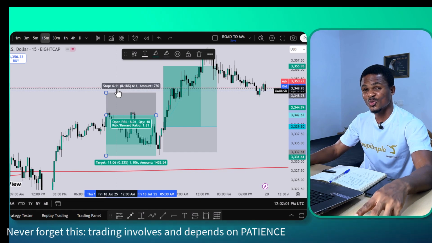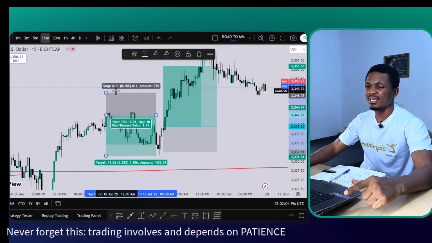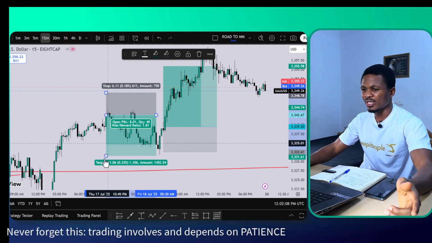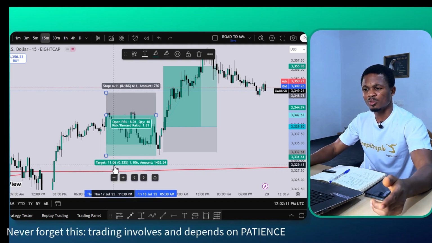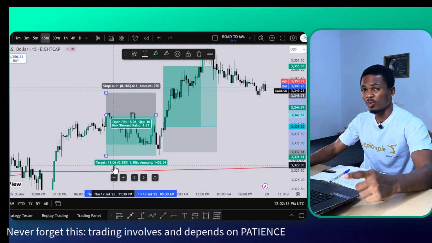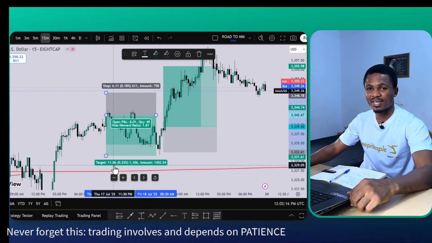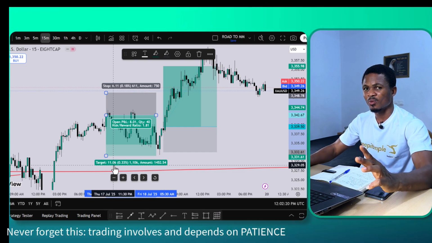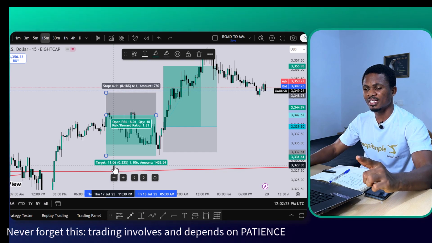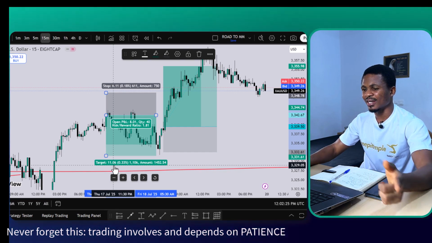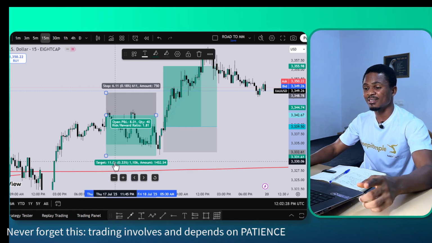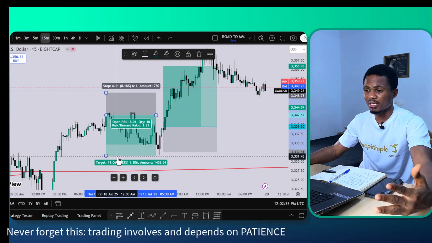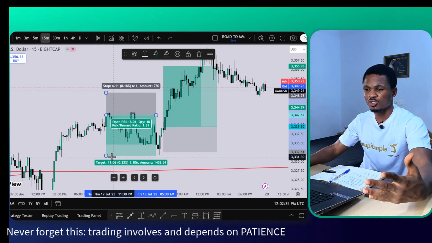1, 2, 3. So the answer over here is 61 pips. You are risking 61 pips. When you come to the target, you have 11.06 over here. What do you think is going to be the pip over there? Also leave the answer in the comment section. Let's go. 3 seconds. 1, 2, 3. All right, so the answer over here is 110 pips. That's a basic way for you to calculate these pips using the TradingView long and short position tool.